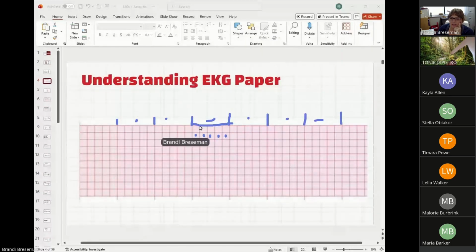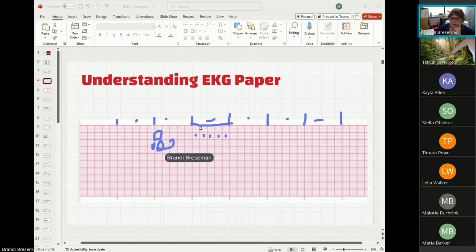And then each of these big boxes is going to be 0.2 seconds. 0.2 seconds in this block.